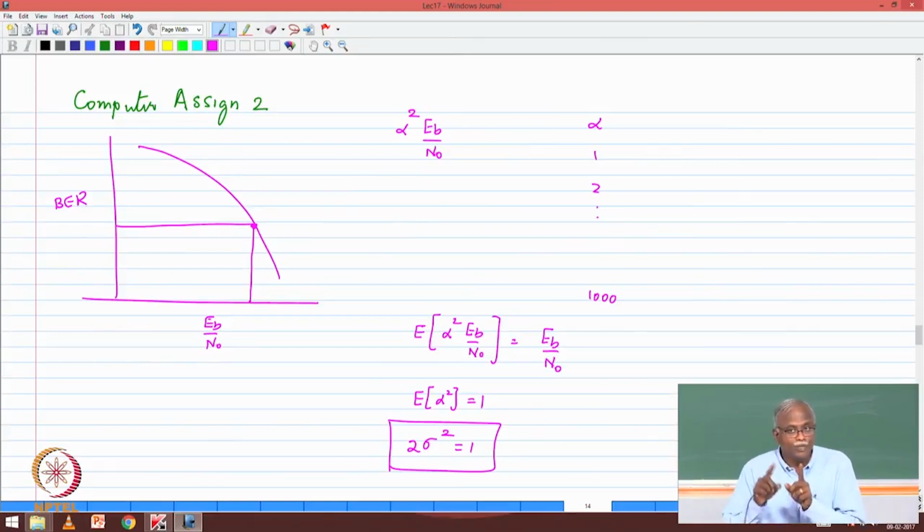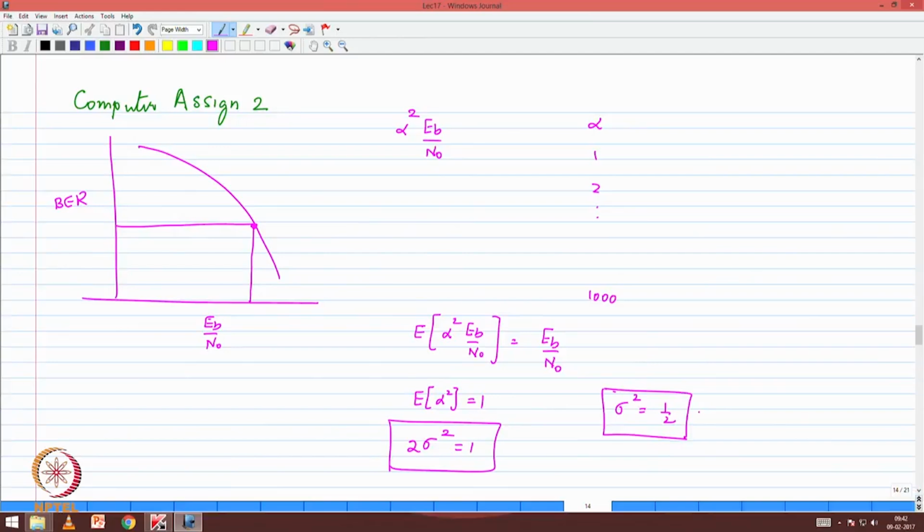So basically you must generate 2 Gaussians, each with sigma squared equal to 1/2. The X Gaussian has variance 1/2, the Y Gaussian has variance 1/2. When I add them together, I get 2 sigma squared equal to 1. So I have to generate it in that fashion. If I generate it in that fashion, I am guaranteed that on average my average SNR in fading is going to be the same as the average SNR in AWGN.